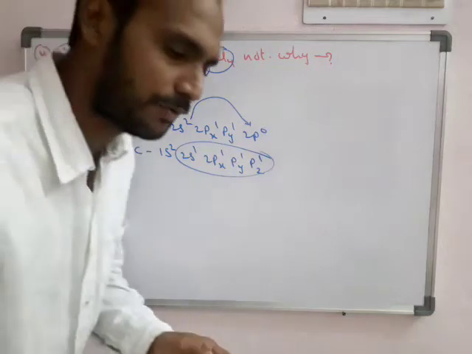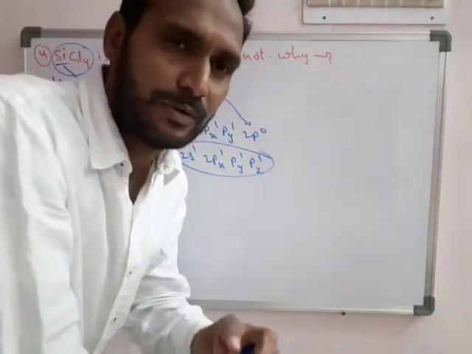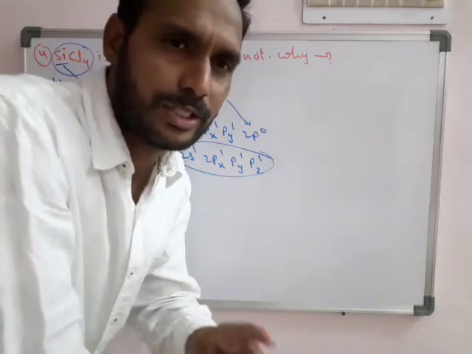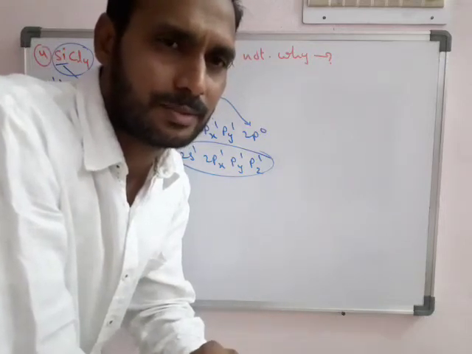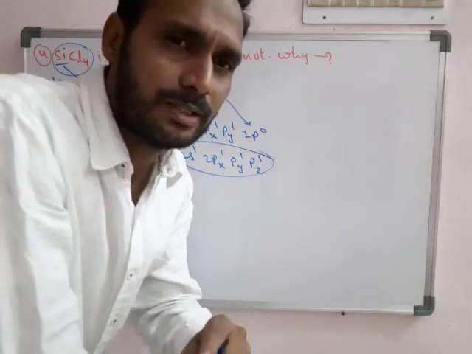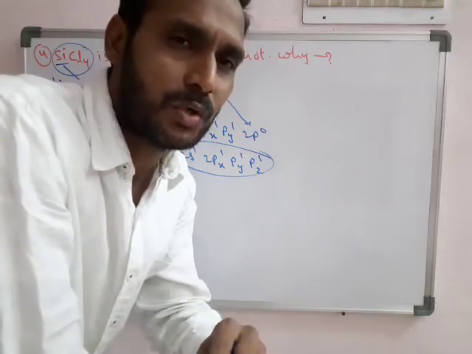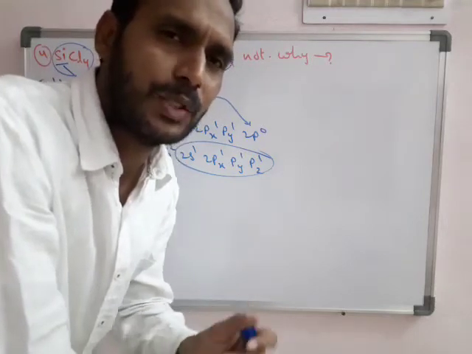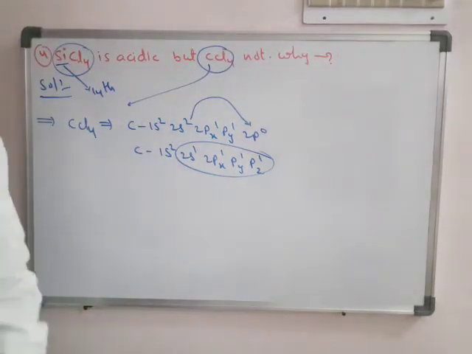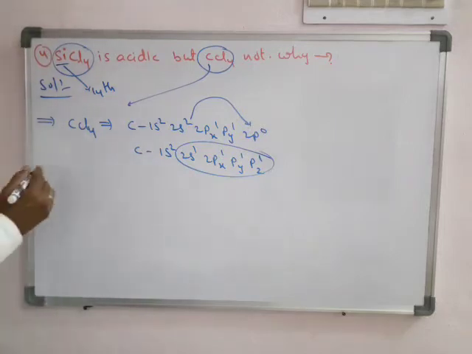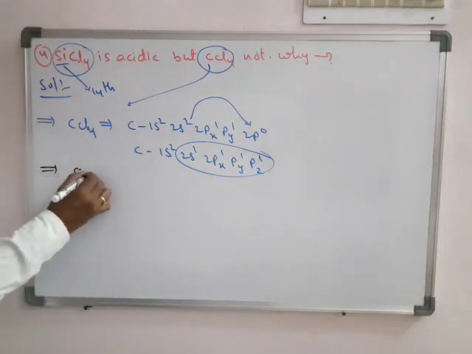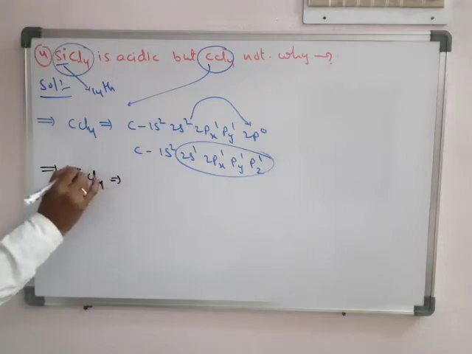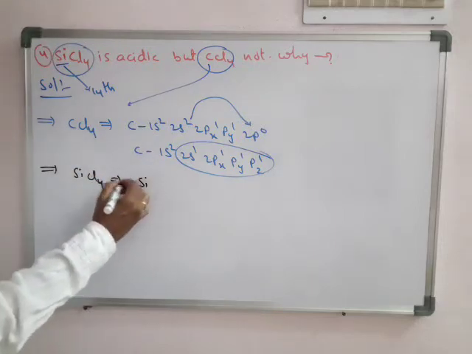Whatever subshells and orbitals are present are filled with electrons. There are no empty orbitals. This means that in carbon tetrachloride, the carbon cannot accept an electron pair. Simply, it does not act as a Lewis acid. But if you see the position of silicon tetrachloride, what is the central atom? Silicon.